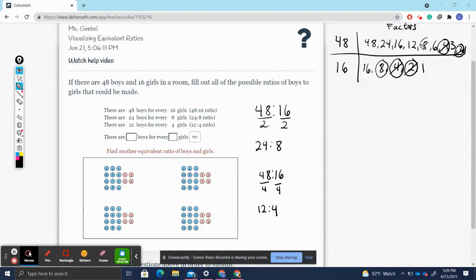Our third common factor is 8. So we start with our first ratio. We divide both sides by 8. 48 divided by 8 is 6. 16 divided by 8 is 2. And that's another equivalent ratio.